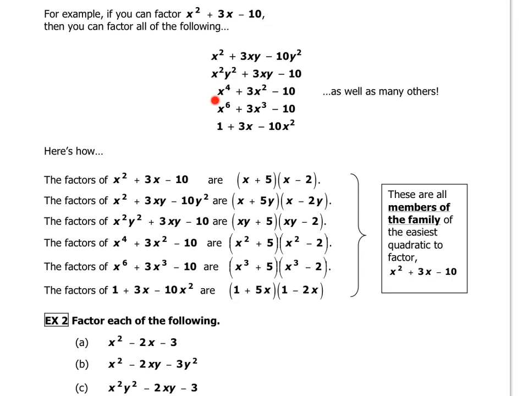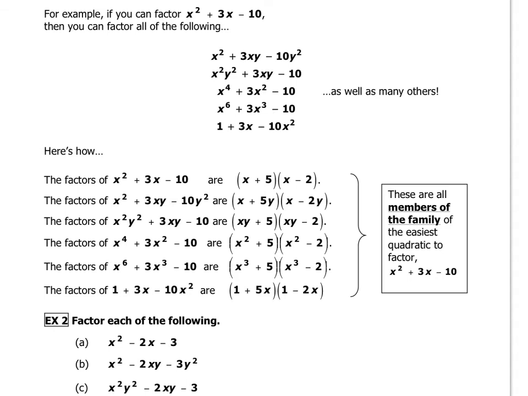This one, instead of having an x squared here and an x in the middle, has an x to the 4th at the beginning and an x squared in the middle. This one, instead of having an x squared and an x, has an x to the 6th and an x to the 3rd in the middle. And this one has the x's at the end instead of at the beginning. Other than that, they're pretty much the same. And let me show you how you can factor these.